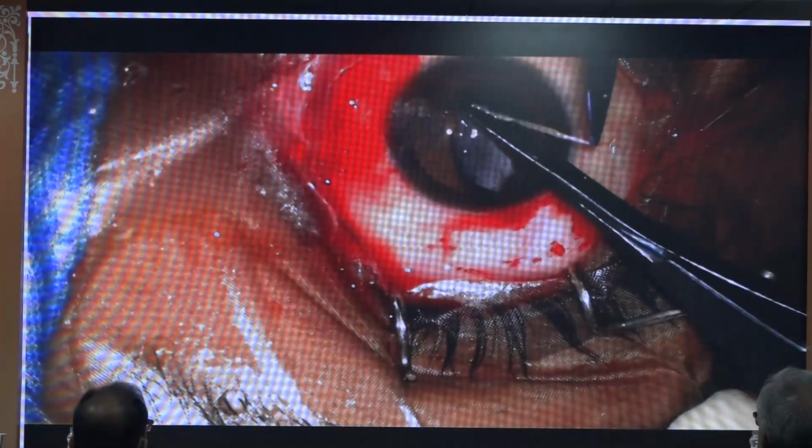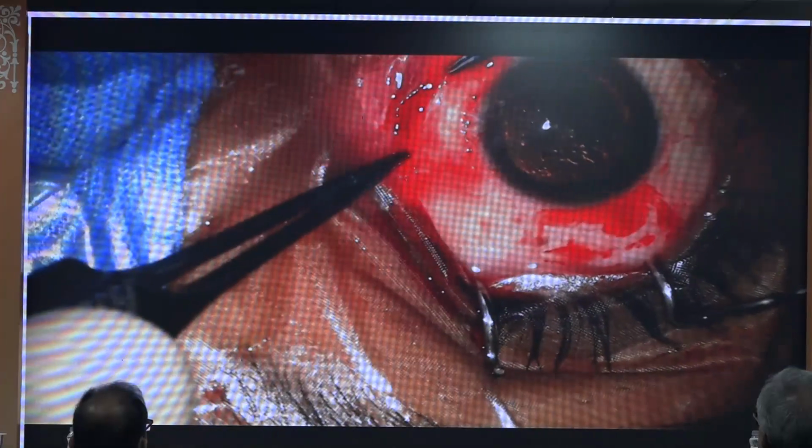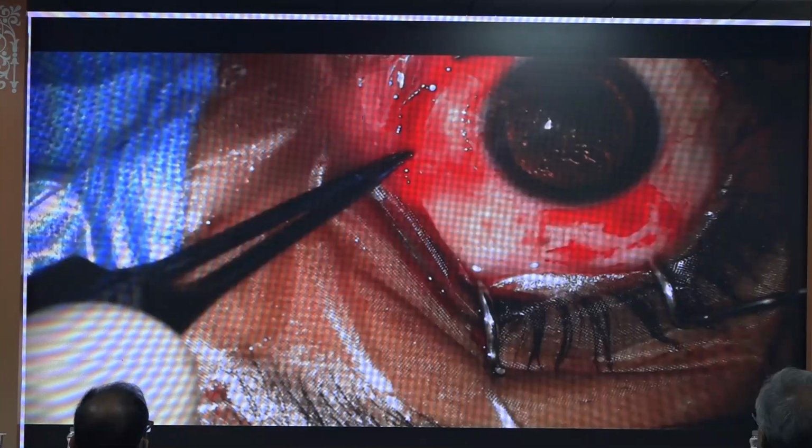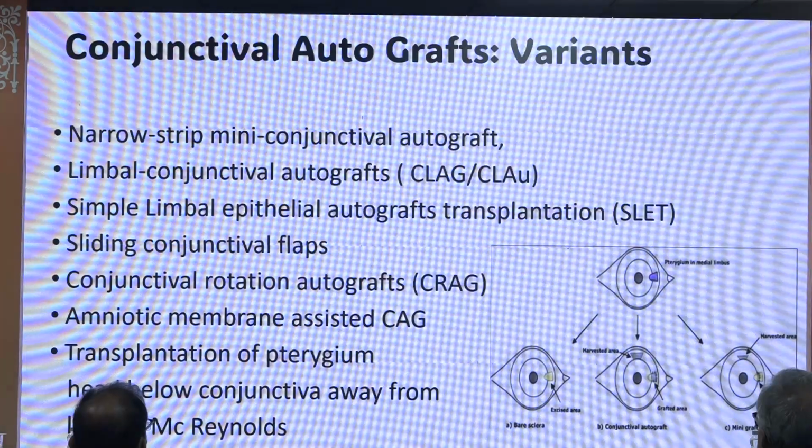The limbal edge should be aligned with the recipient limbus, and the correct epithelial surface should be oriented, and preferably we should make sure that the graft is not inverted.